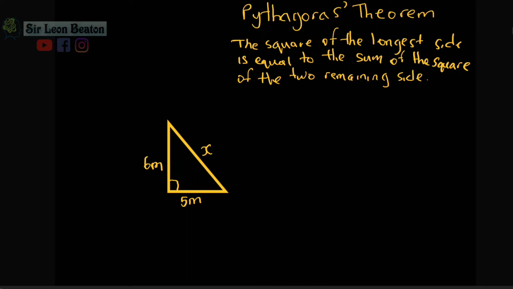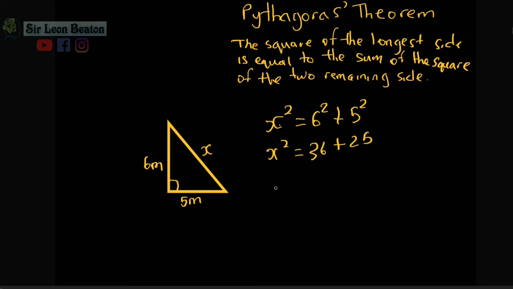The longest side, we saw, is equal to x. So we say the square of the longest side, which is x squared, is equal to the sum of the square of the two remaining sides. The two remaining sides we have are 6 meters and 5 meters. Which one do we put first? It doesn't matter. We're adding, it's a sum. So this would be 6 squared plus 5 squared. And then we just square everything. So x squared will be equal to 6 squared, which is 36, plus 5 squared, which is 25.